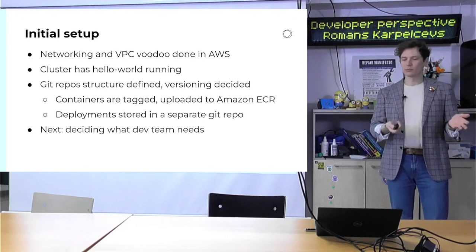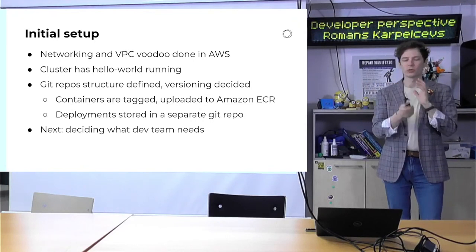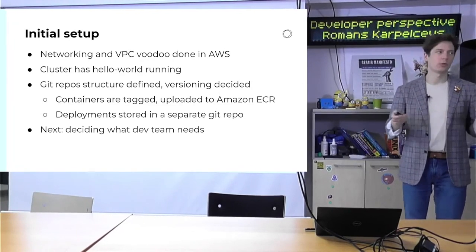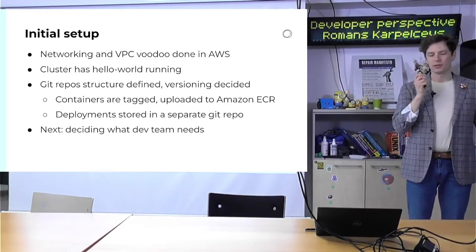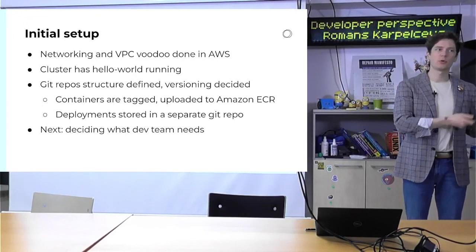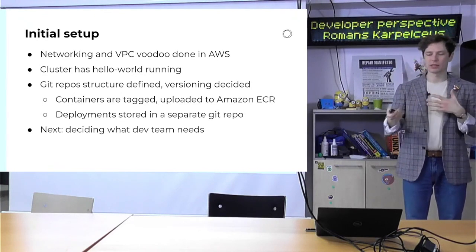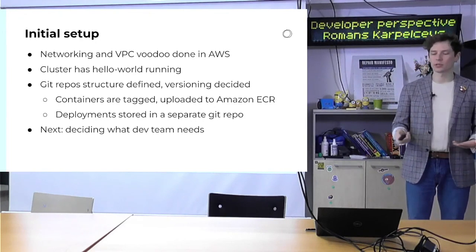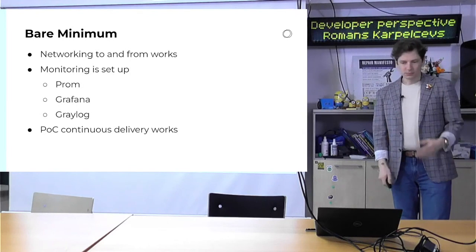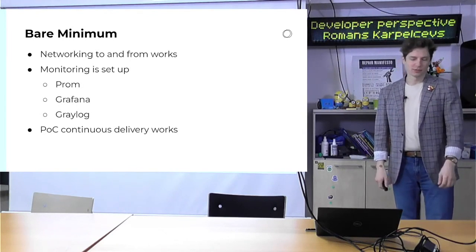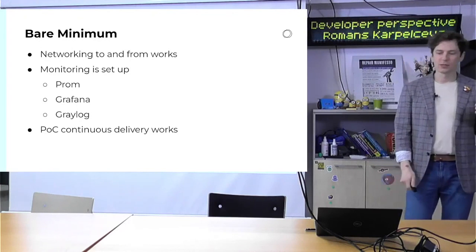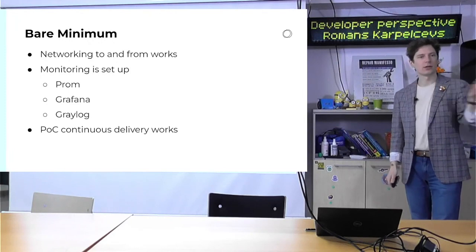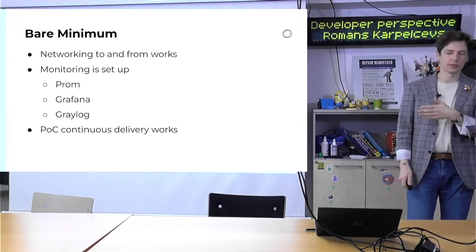We set up the Hello World container, and we defined how we store stuff in Git. I'm not going to go deeper into that, maybe in a blog post later, but we had a repo for Kubernetes deployments and a repo for our application deployments. Then came the first contact with the development team: what do they need in the cluster before we can start migrating? We identified that we need the networking, obviously, that goes both ways, so we can access the outside world and databases that are still EC2 instances and still just directly running.